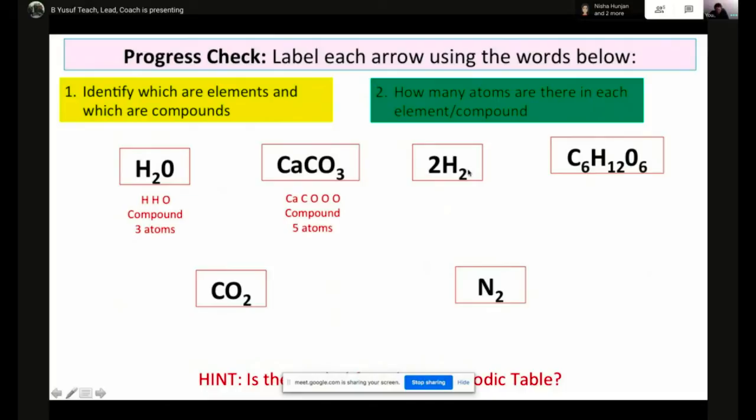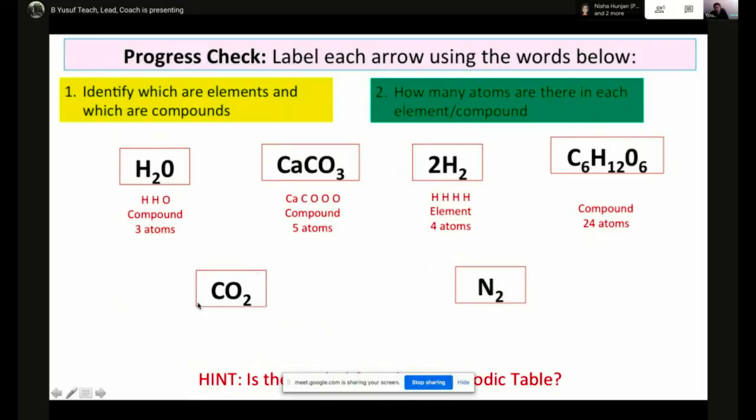What about this one here? What do you think this substance is? Because you can only see hydrogen there, with 2 here and 2 there, that means there are 4 hydrogen atoms. It's an element, and there are 4 atoms there. This one here is the chemical formula for glucose. It should be easy to see it's a compound, and that there are 24 atoms.